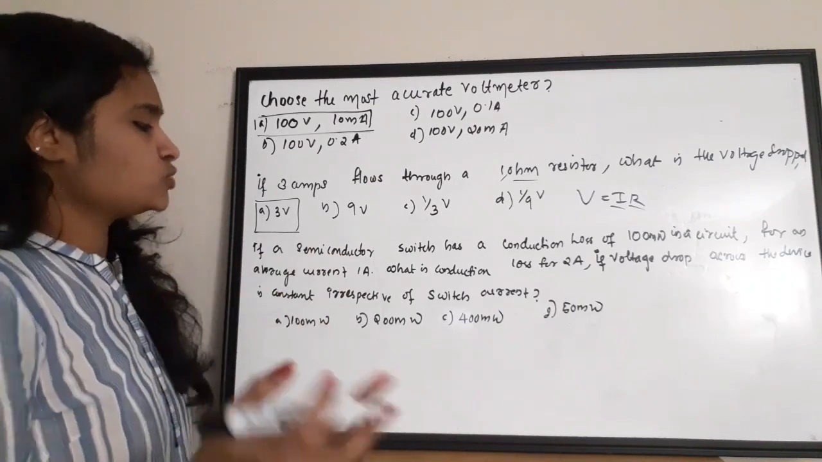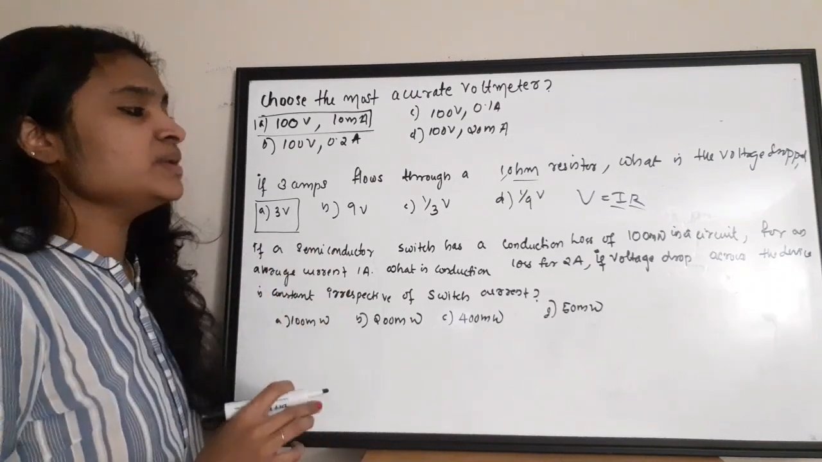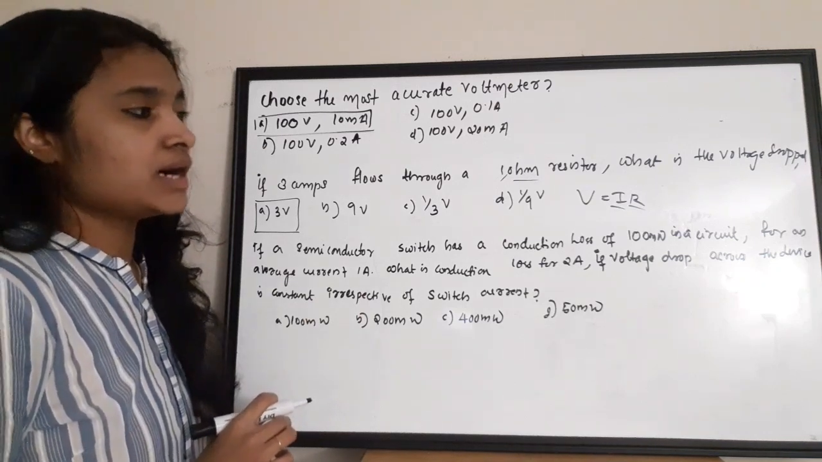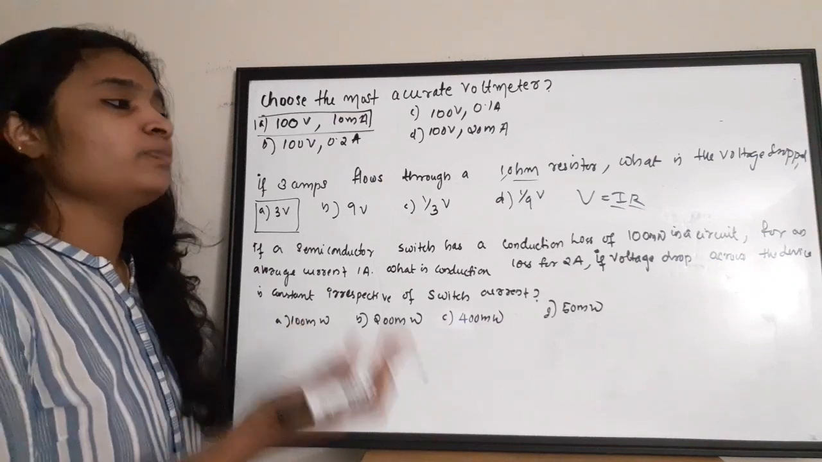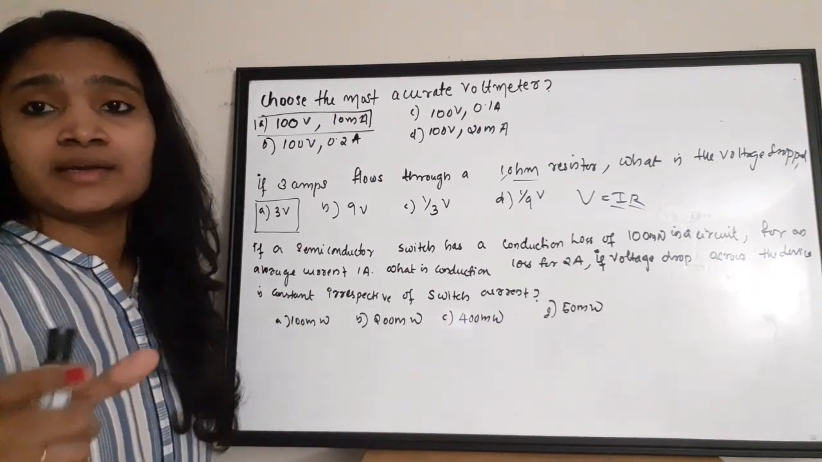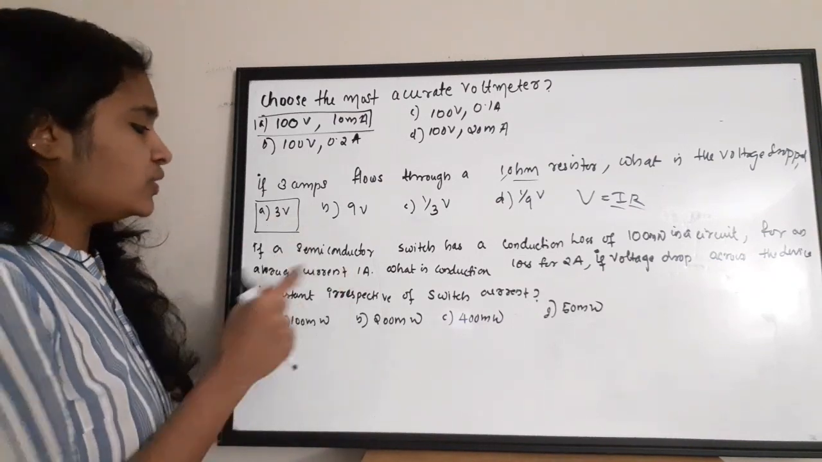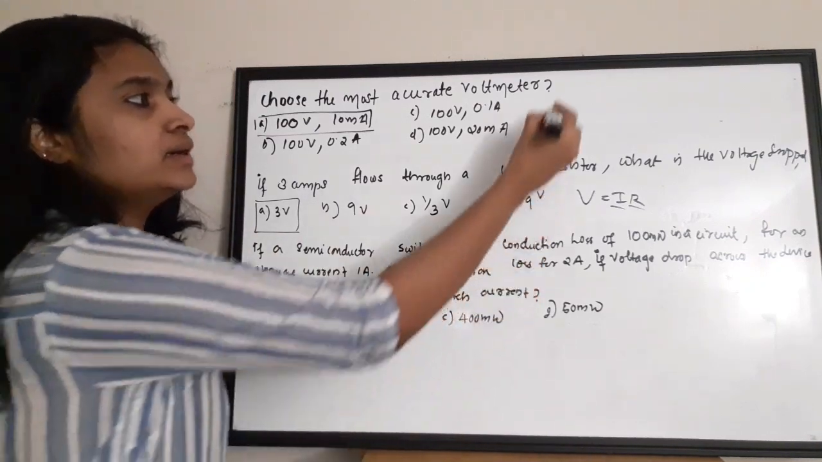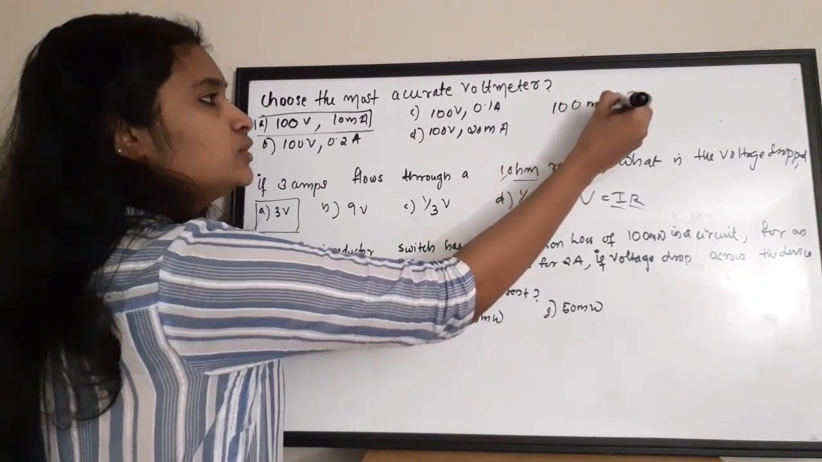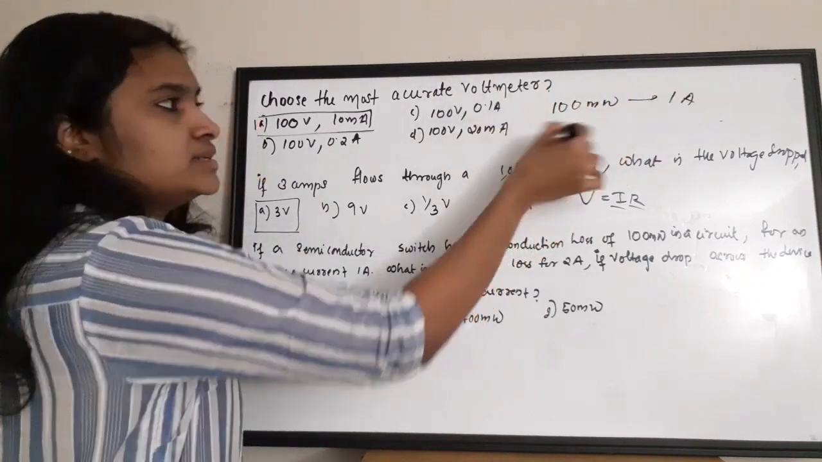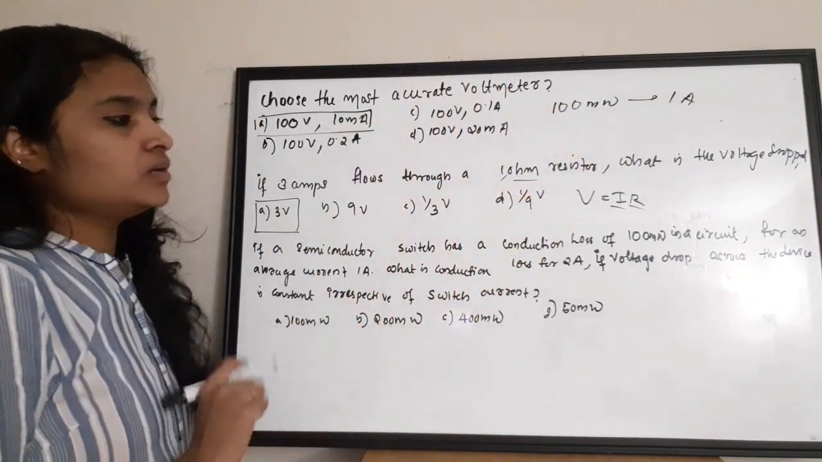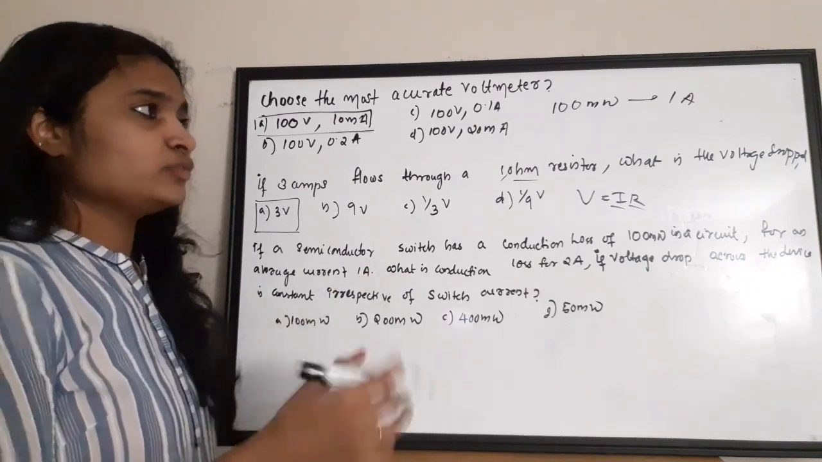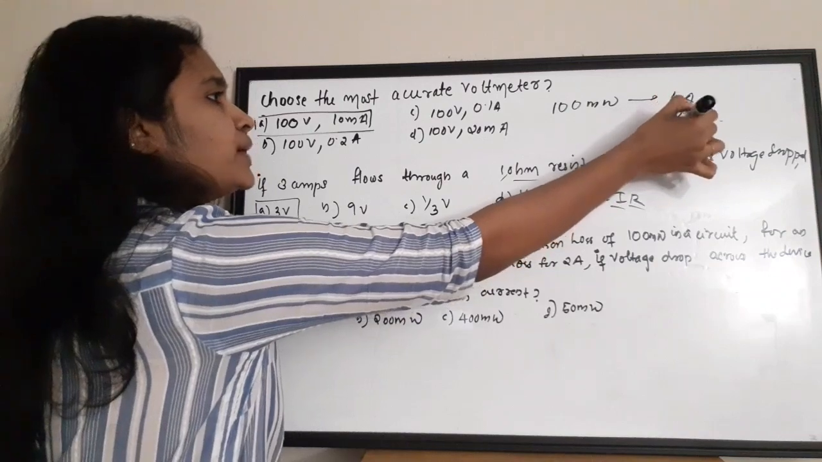Next question. If a semiconductor switch has a conduction loss of 100 milliwatt, given in power, for an average current of 1 ampere, that is 100 milliwatt for 1 ampere current. This much is the conduction loss. What is the conduction loss for 2 ampere? We have to find the conduction loss for 2 ampere.